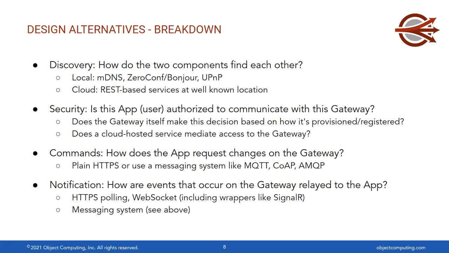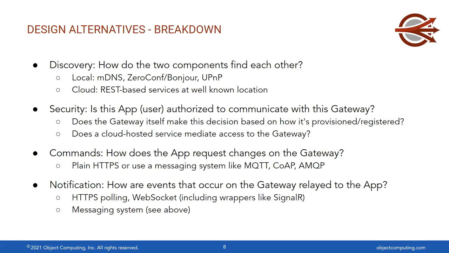But we also have to think about security. How do we know if this particular app user is authorized to communicate with this particular gateway? There are a number of approaches that can work for this. Maybe the gateway itself can decide. Maybe it's provisioned with some certificates that identify what the authorized users are. Or maybe there's something in the cloud that can tell the gateway if a particular user is authorized. So different approaches here, there are various trade-offs, and we'll see more about that later.